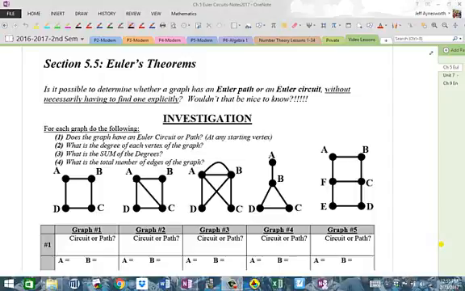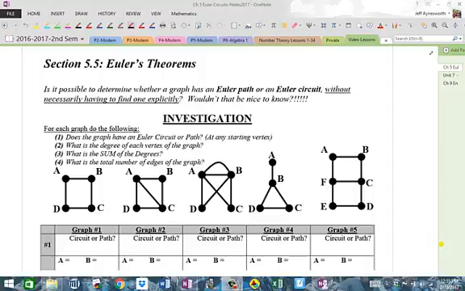What we want to do is investigate whether it is possible to determine whether a graph has an Euler path or an Euler circuit without necessarily having to find one explicitly, which means you don't have to do the tracing. Wouldn't it be nice to know where to start and where to end? Wouldn't it be nice to know that even before you begin testing it? And guess what? There is a way to determine that.